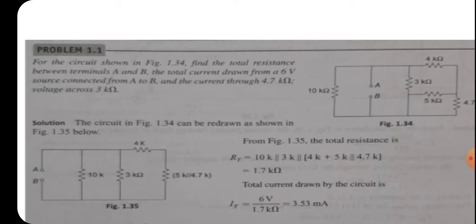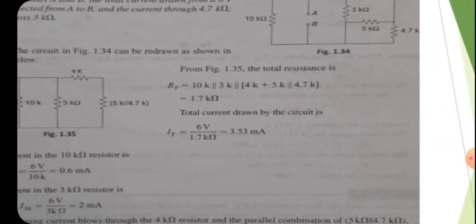Voltage across 3 kilo ohm resistor. What is the voltage across the 3 kilo ohm resistor? It is simple logic that the 6 volt battery is connected across the 10 kilo ohm, and the 10 kilo ohm is in parallel with the 3 kilo ohm. So the voltage source is in parallel with 10 kilo ohm and 3 kilo ohm. So the voltage across the 3 kilo ohm will be the connected voltage, that is equal to 6 volt.